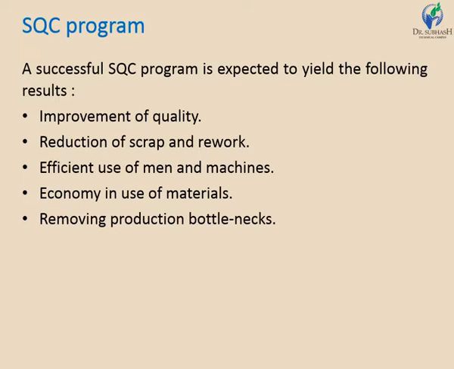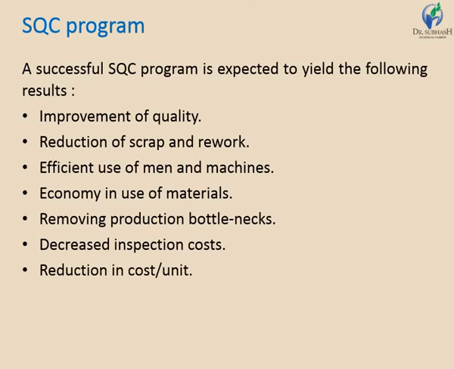Removing production bottlenecks, yes. Bottlenecks means suppose there are 5 machines and the production rate of 4 machines is higher, but due to the low speed of production of one machine, ultimately the production rate is decreasing or it is affecting the production of the company. So that bottleneck is removed. Decreased inspection cost, yes, reduction in cost per unit.